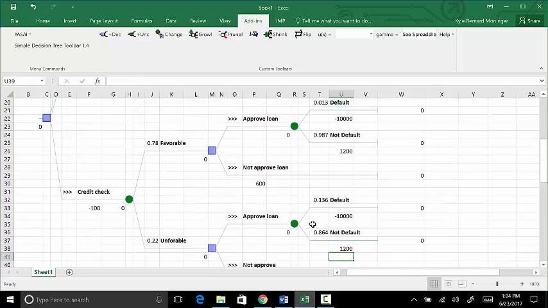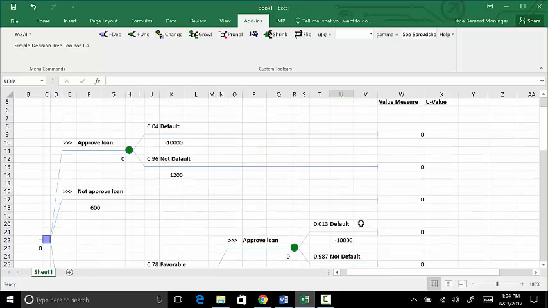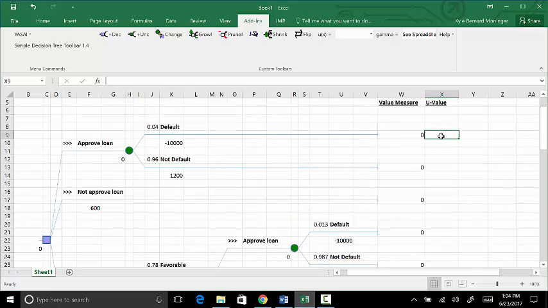At this point, I want to total up or net out each path. I'm going to put that in the U value column. I put it in the U value so that Excel will automatically calculate the EMVs at each green event node.